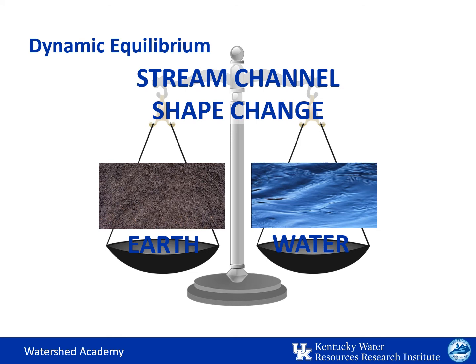Streams are always changing, both the water in the stream and the sediment and the rocks over which the water flows. There's a natural equilibrium. But rapid changes in the environment can alter the balance and cause streams to change more quickly and with potentially damaging repercussions to human property and stream ecosystems.